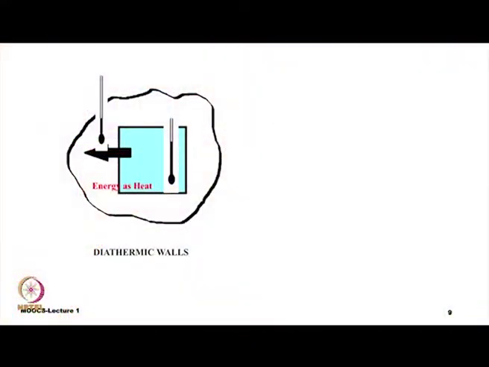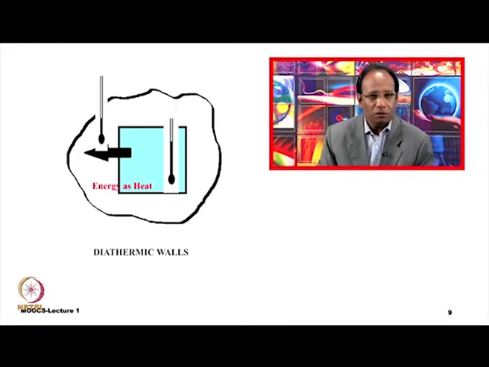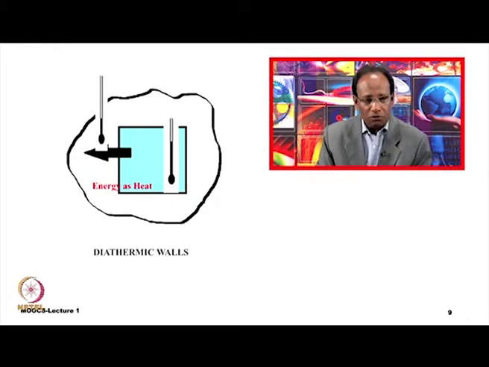As I mentioned earlier, it is the nature of walls that will decide whether the system is open or closed or insulated. Any wall which will allow escape of energy in the form of heat from the system is called a diathermic wall. It is like a glass beaker, and if you heat water in a glass beaker, you can see the heat leaving from the beaker.